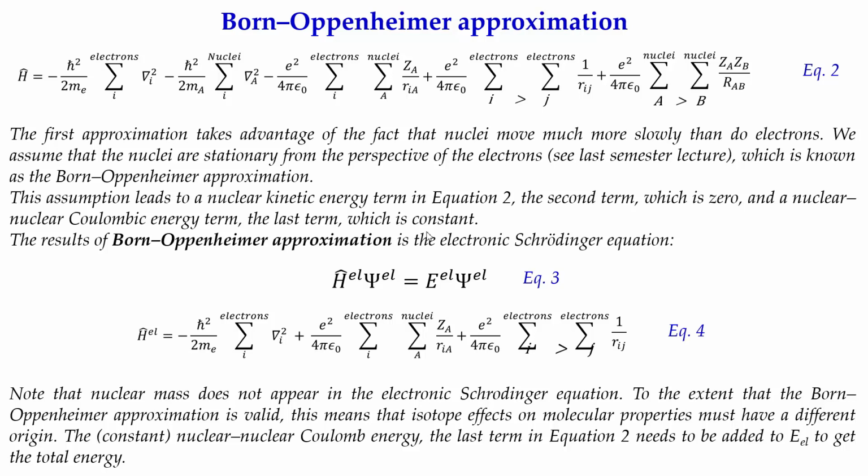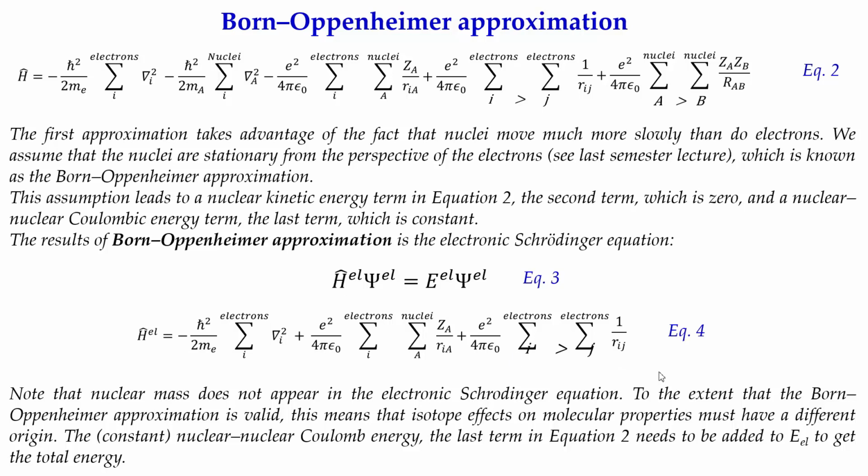Basically, when we incorporate the Born-Oppenheimer approximation, we get the Schrodinger equation for electrons. That is called the electronic Schrodinger equation, and we can write H_el psi_el equals E_el psi_el, where H_el, the Hamiltonian of the electrons, includes the electronic kinetic energy, the electron-nucleus attraction, and the electron repulsion.